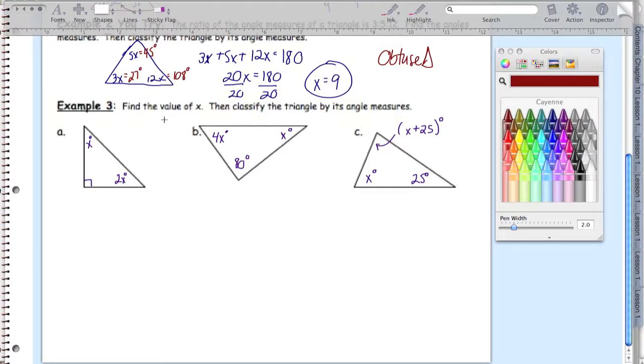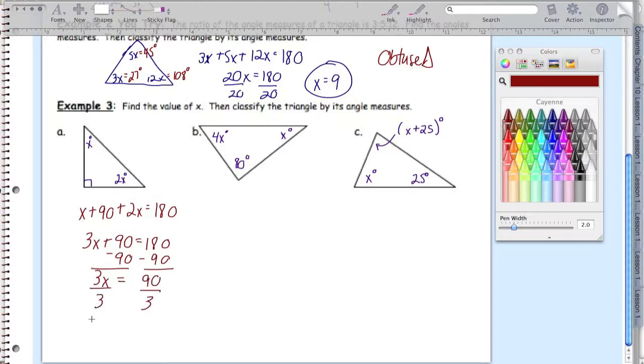Here they only want us to find the value of x and then classify it by its angle measure. So we're talking about angles, so we're going to add them. X plus 90, because that's this right angle, plus 2x should equal 180. 2x and x is 3x, so 3x plus 90 equals 180, and our equation skills should be shining through at this point because we've been practicing them all year for so long. So we find that x is equal to 30. They want us to classify it, and we can't do that unless we substitute in our values. So this is going to be 30 degrees, this is going to be 60 degrees, this is 90. It's a right triangle. Letter B.